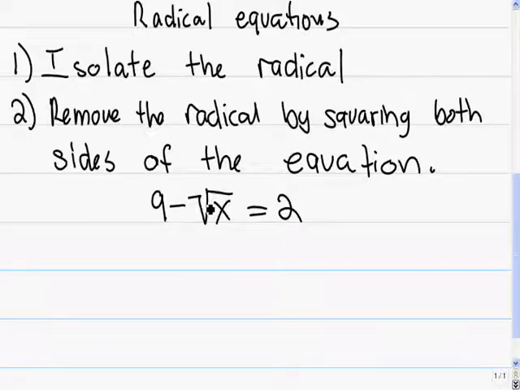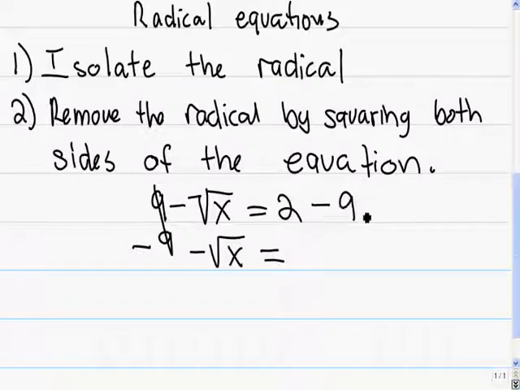I've got to isolate the radical, that's step 1, so that means I've got to get radical x by itself. Here I have a 9 and there's no sign in front of the 9, so that means it's a positive 9. So I'm going to use the inverse operation of a positive, which is a negative 9, to get rid of this 9. But what I do to one side, I've got to do to the other, so I'm going to take away 9 on this side. What I have left is negative radical x equals negative 9, or 2 minus 9.